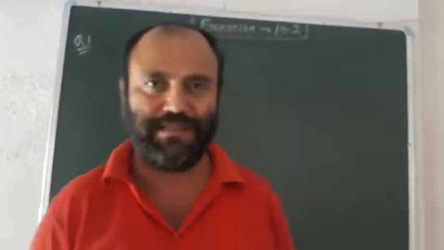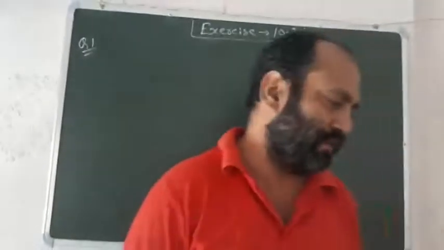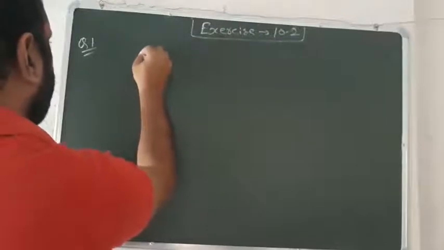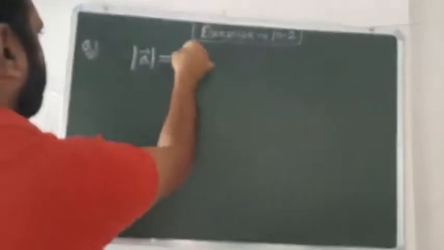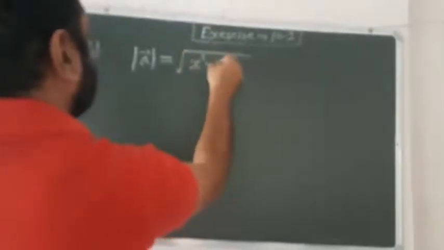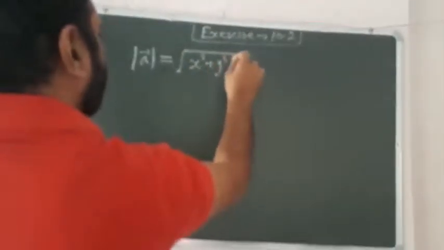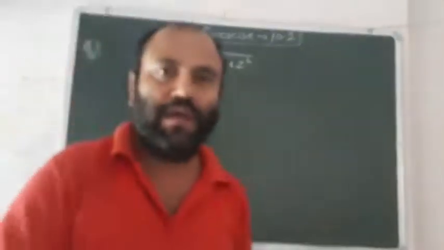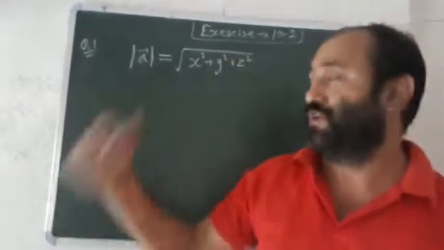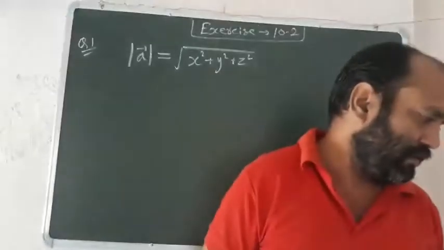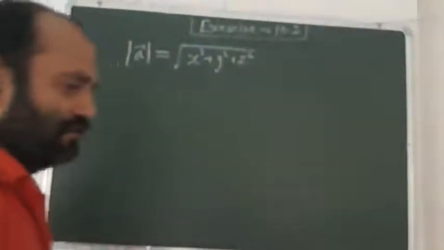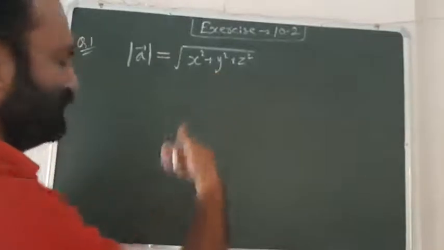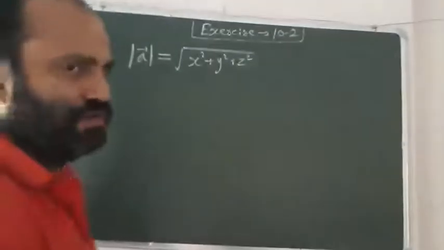Exercise 10.2. So the very first question of this exercise is: compute the magnitude of the following vectors. As you know, the formula of magnitude is under root x square plus y square plus z square. I'm giving the hint of this question. You can do it yourself by using this formula. I think you can simplify question number 1 yourself because it has a vector, b vector and c vector. So you have to find the magnitude of a vector, b vector and c vector.